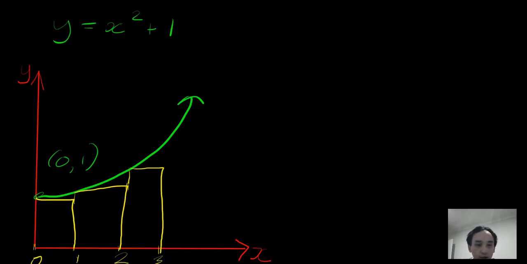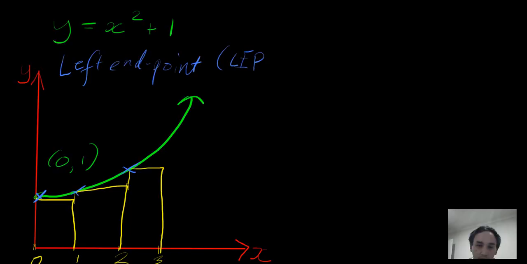Now how you choose to draw the rectangles is the important bit. In this case, we've selected rectangles which hit the curve on their left corner, their top left corner. And this is what we call left endpoint rectangular approximation, or we're going to refer to this as LEP.